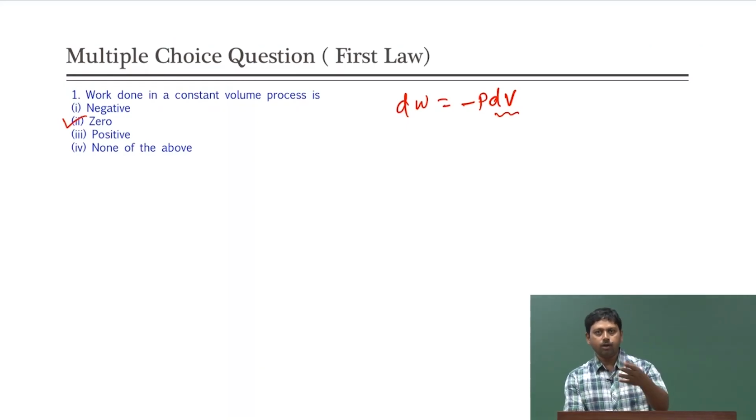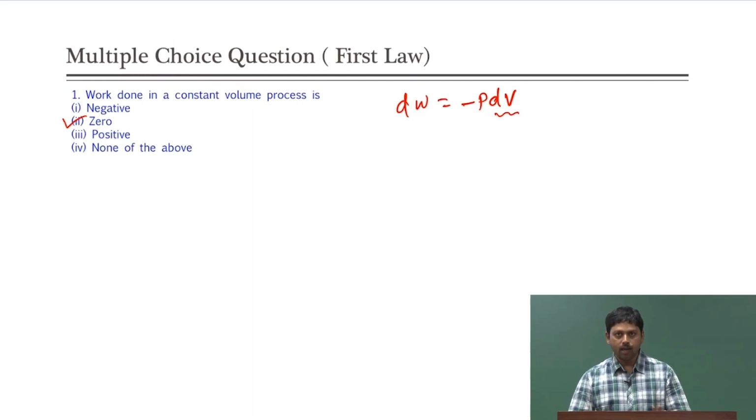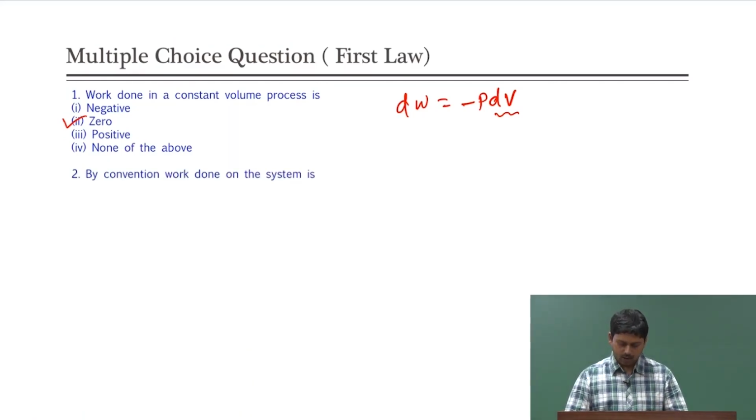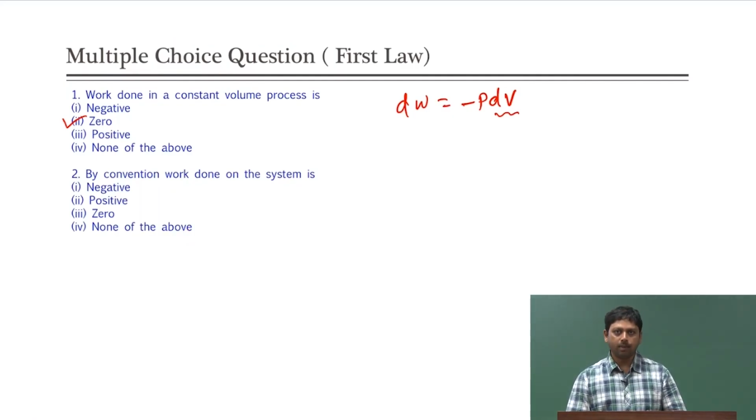Whenever you are looking at these, you should pause the movie, think about the answer, and then you can see what the right answer is, and that way it will be helpful for you to get the concept across. Second question: by convention work done on the system is negative, positive, 0 or none of the above. This is a question based on memory or the concept of the particular law.